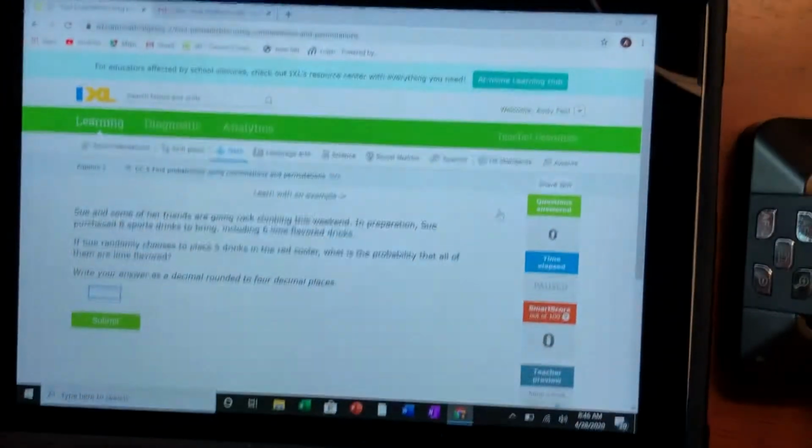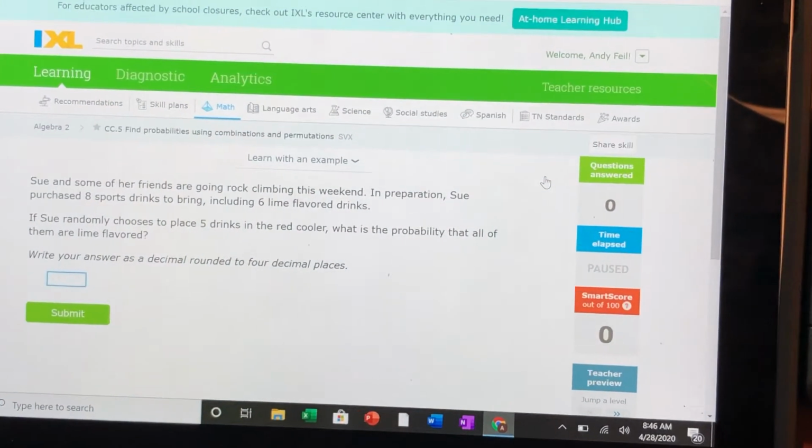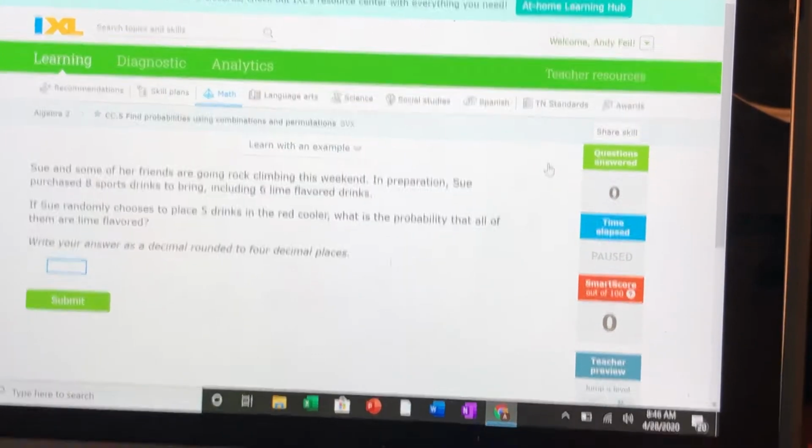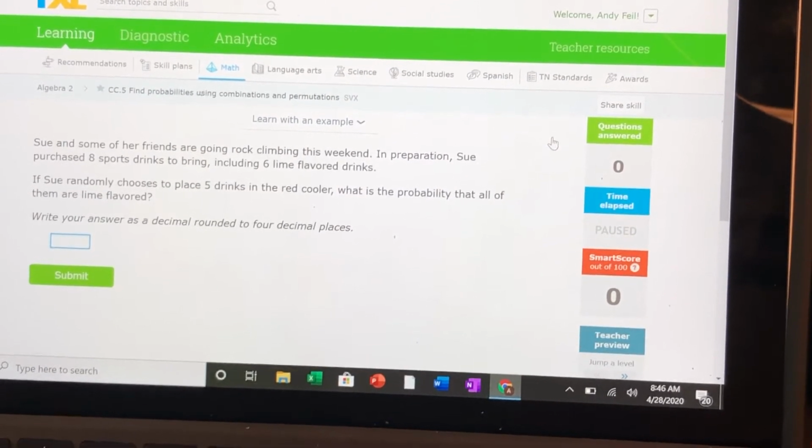So let's try one. Again, this is CC5. I'm just going to be going straight from the computer today to take a look at the kinds of problems that they are asking us to do. This one says, Sue and some of her friends are going rock climbing this weekend. In preparation, Sue purchased 8 sports drinks to bring, including 6 lime-flavored drinks. If Sue randomly chooses to place 5 drinks in the red cooler, what is the probability that all of them are lime-flavored?